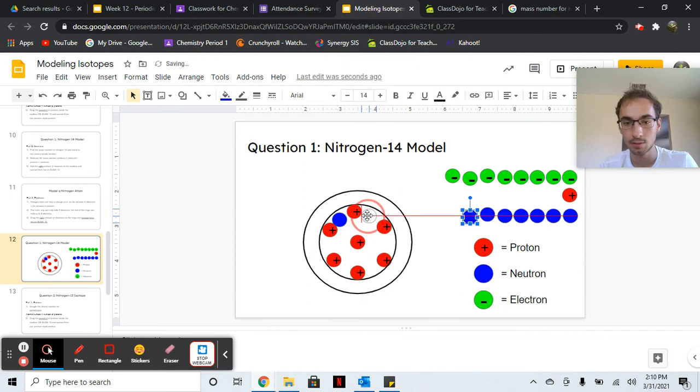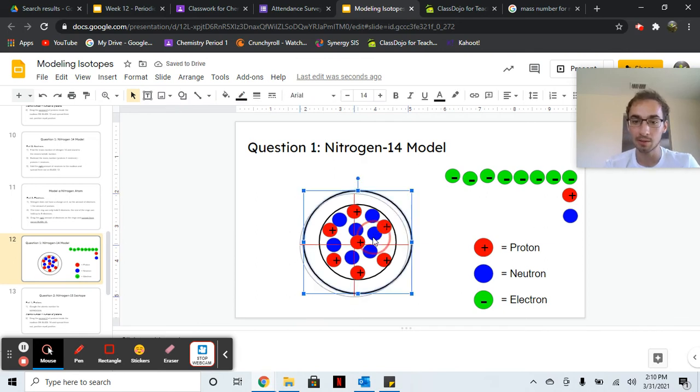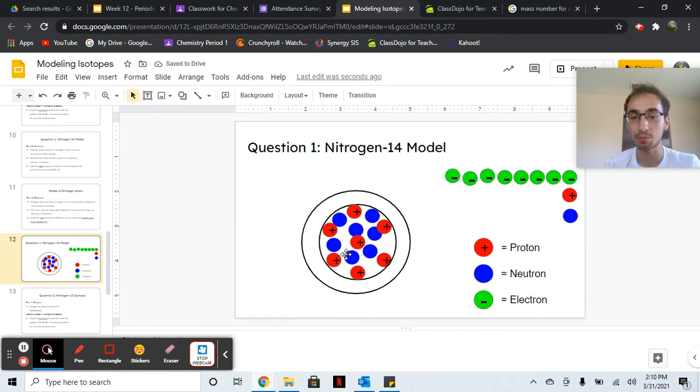1, 2, try and use the space. 3, 4, 5, 6, 7. Okay, remember, it doesn't have to look exactly like mine. I just look for 7 protons and 7 neutrons.